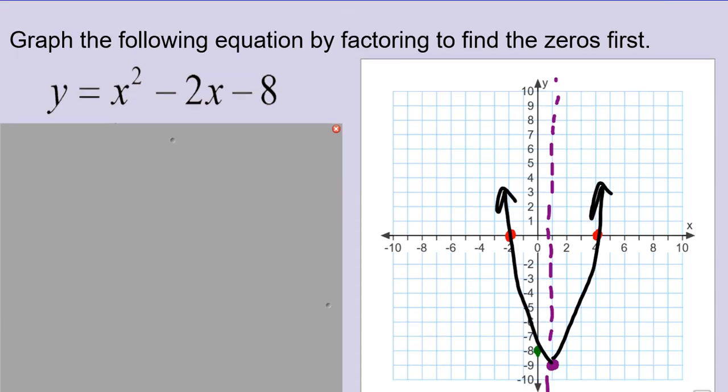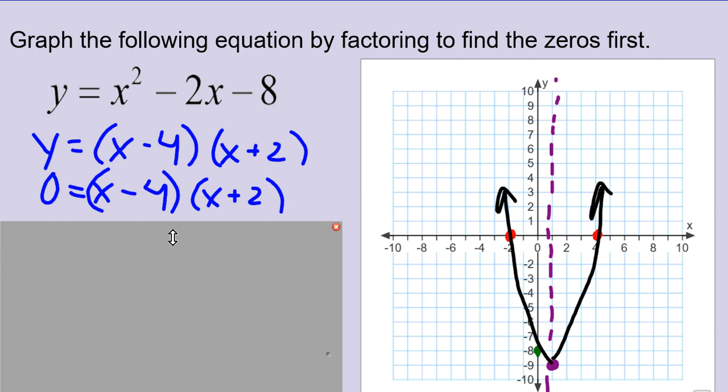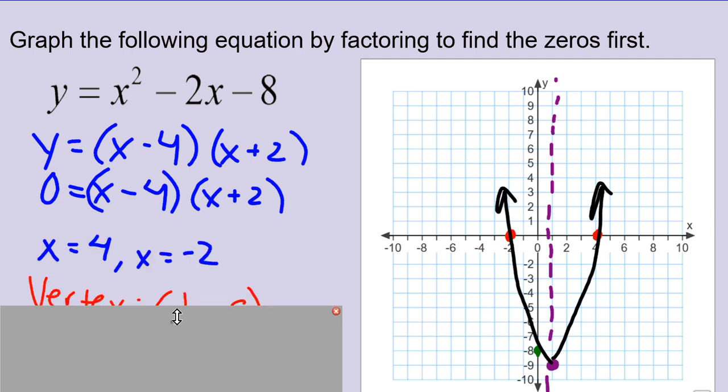So the first thing was we factored. I set y equal to 0, and then I found my x-intercepts. My x-intercepts are at 4 and -2, shown right here. Then I found the vertex is halfway between 4 and -2. What's halfway between 4 and -2? How did we do that?